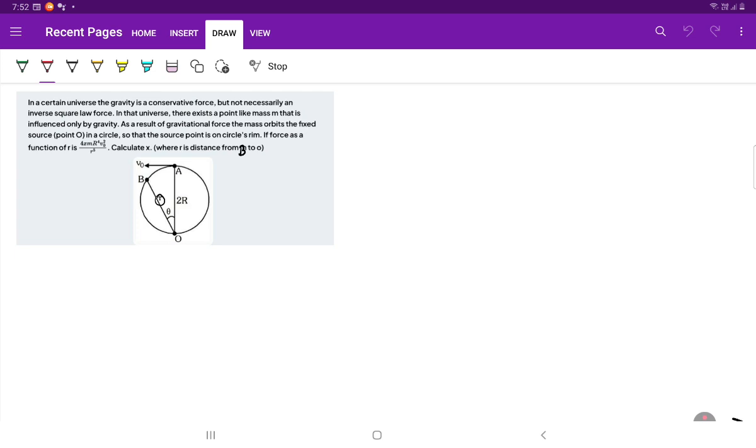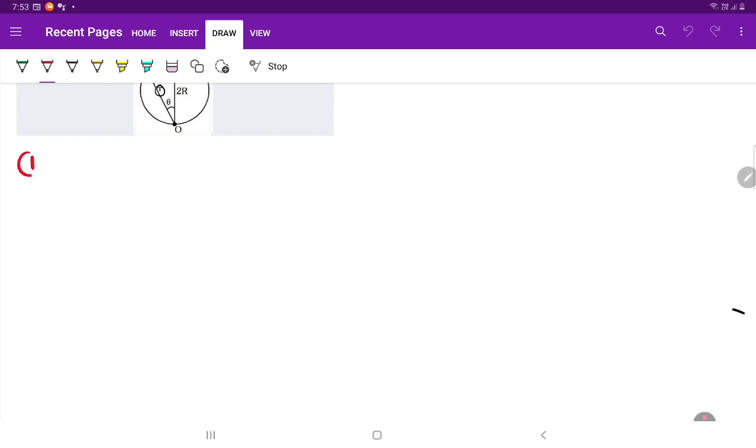I'd like you to pause the video and give it a try for 3 to 4 minutes, or max 5 minutes. Then see the solution. Okay, so let's get started. I'll be presenting two solutions in front of you. First is a basic law of conservation of angular momentum, and applying Newton's laws of motion.